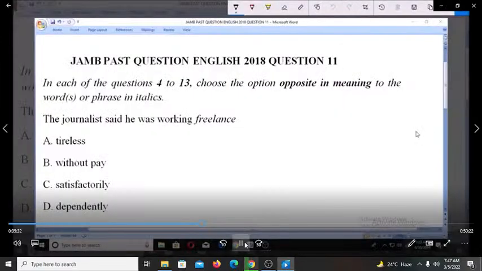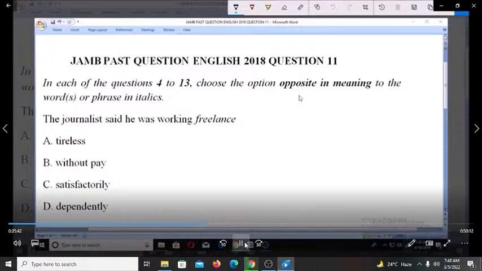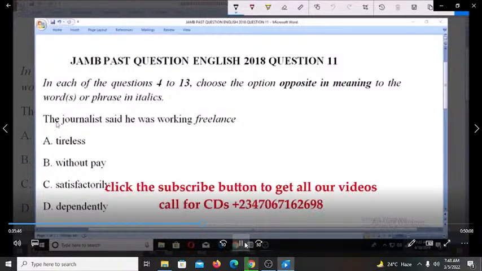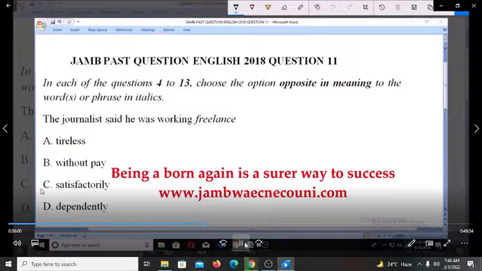Hello, welcome. Let's look at these JAMB past questions, 2018, question number 11. In each of the questions, choose the option opposite in meaning to the word or words or phrase in italics. The journalist said he was working freelance. So the word is freelance. Which is opposite in meaning to freelance? Is it A, tireless, B, without pay, C, satisfactorily, D, dependently?